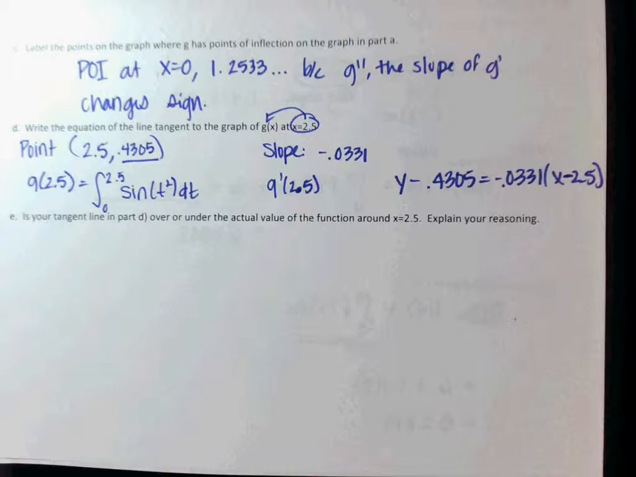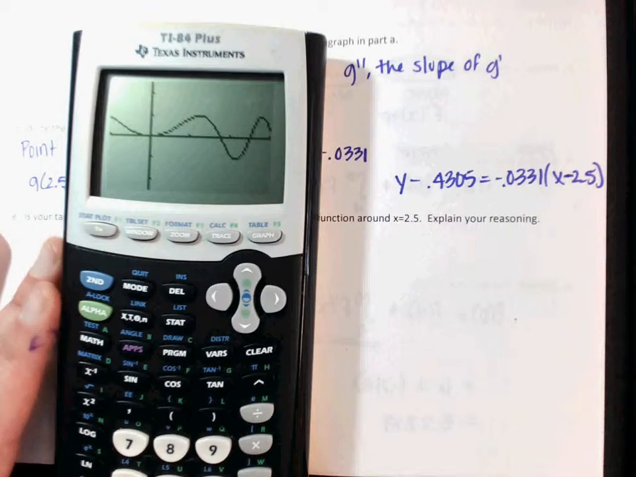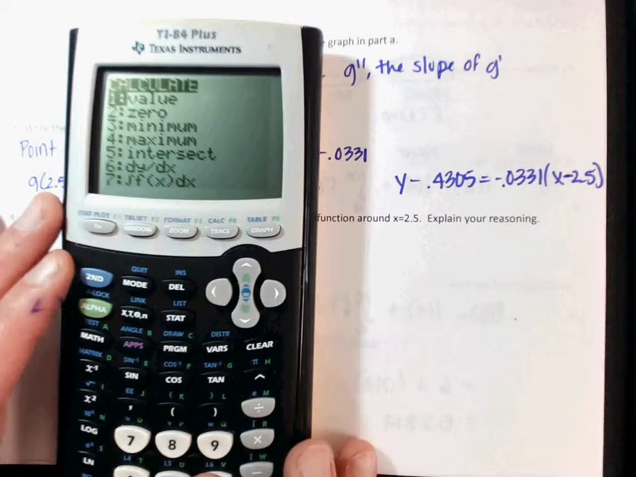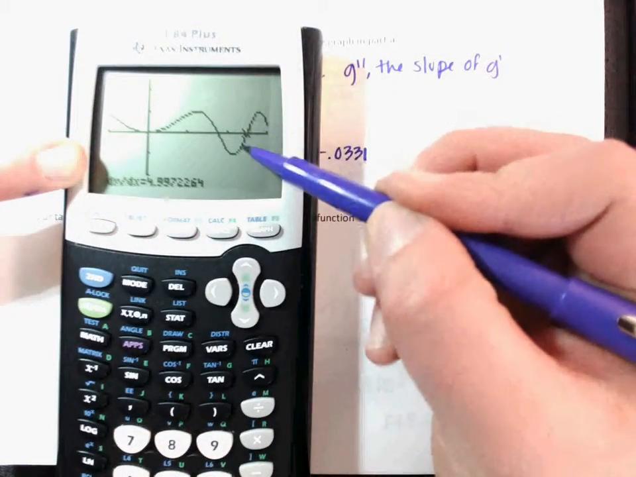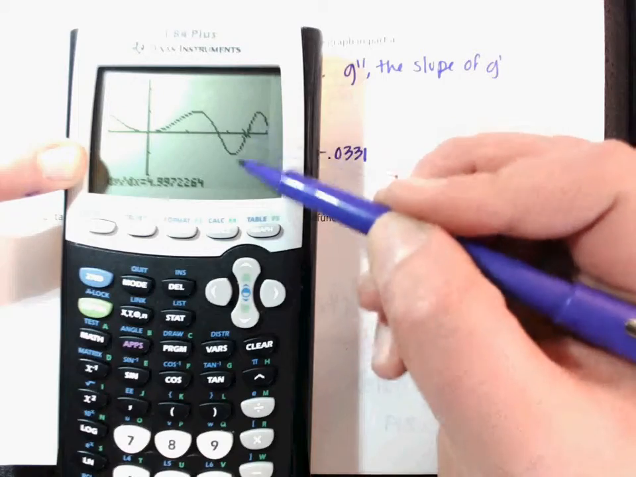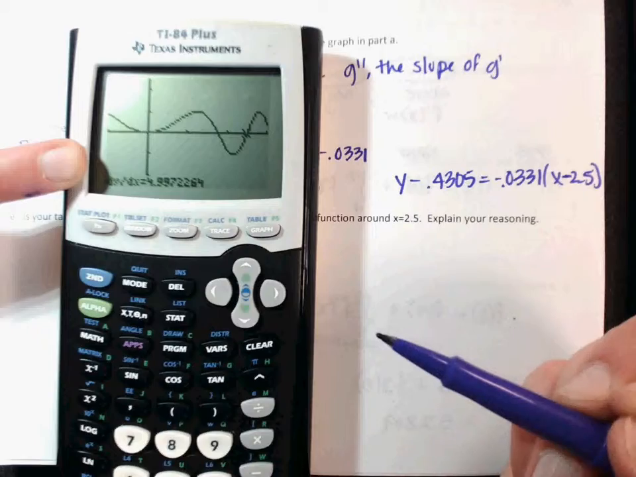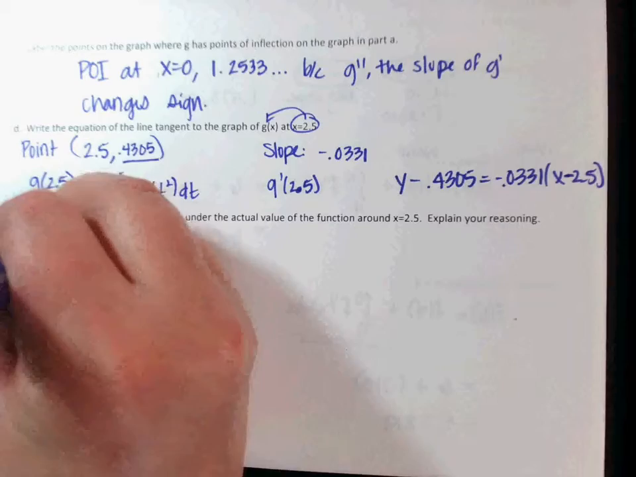All right, then, next part E says, is your tangent line over or under the actual value around 2.5? That is a question for what? Concavity, yes. Now, am I looking at the concavity of this graph? No, I'm looking at the slope of this graph, right? So I'm going to take the derivative, which is option 6 here, at 2.5. And I'm going to see if it comes out to be positive or negative. And I can see here, what's my slope? That means my original graph would have been concave what? Up. And if my graph is concave up, where's my tangent line? Below.